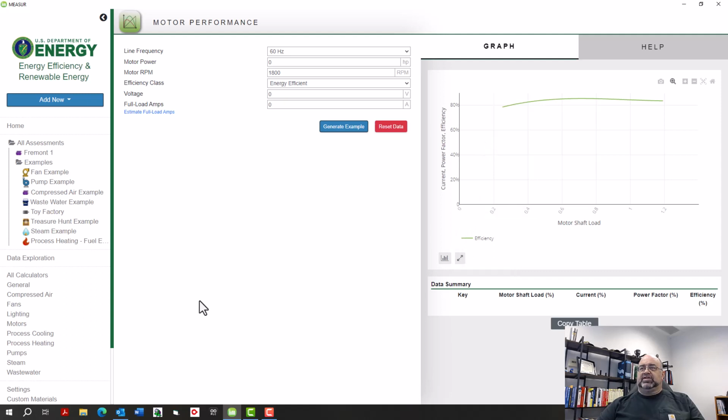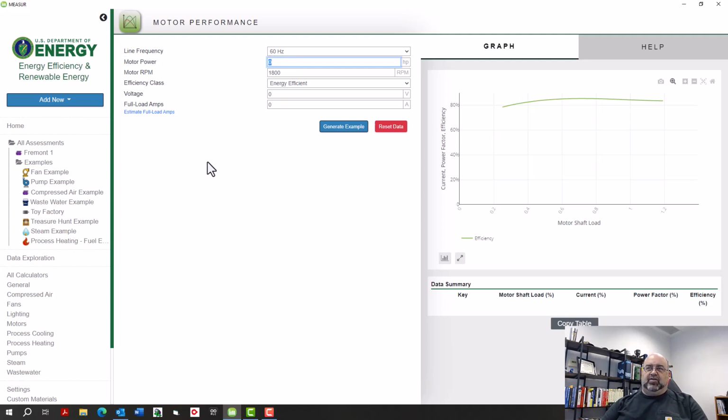I can make this as large as the page so I can view it. There's all these other functions up here. It's written in a specific language, but that's neither here nor there. So here we go, 60 hertz. This will be nominal, meaning average across motors, if you don't have that available. And you notice this neat little thing down here, estimate full load amps.